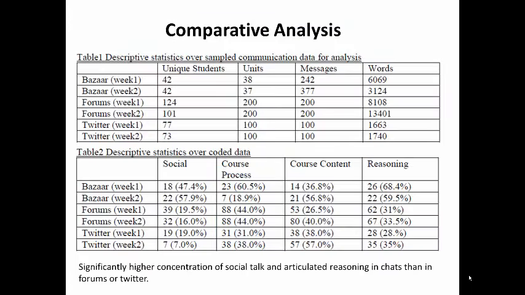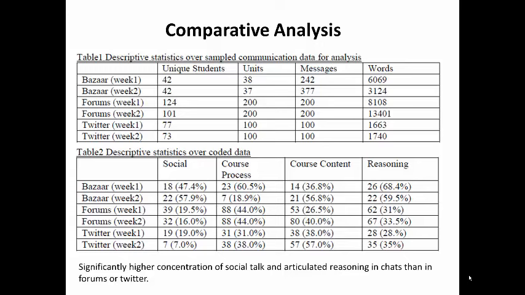And we did find that this intervention was effective at giving students the opportunity to engage in the kind of reasoning and abstraction that we wanted to be able to see. We saw that there was a higher concentration of reasoning in these collaborative chats than we saw either in the threaded discussion forums or in Twitter, which were two other opportunities that students had in that course for social engagement. We also saw that there was a higher incidence of discussion about the actual course content, either in Twitter or in the chats than in the discussion forums.